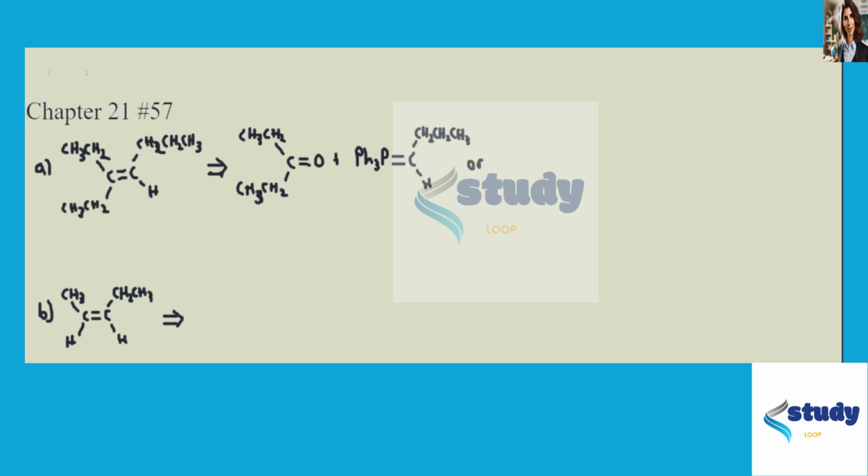And of course, we could do it the other way as well. So the left side could be our Wittig. And that would make the right side our carbonyl.